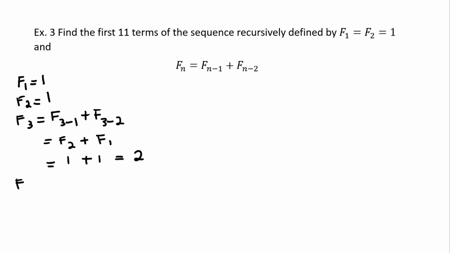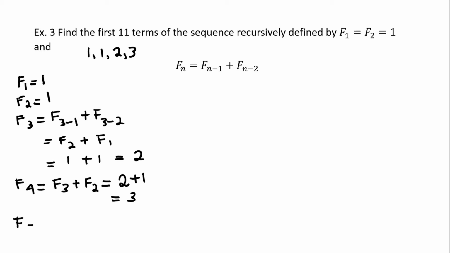Let's try f sub 4. That's going to be the sum of the two previous terms, so that's the third term and the second term. The third term we computed as 2, and the second term was 1, so the fourth term is 3. I'm going to list the numbers just in case we start to see a pattern. So we've got 1, 1, 2, 3. Okay, I don't really see a pattern yet.